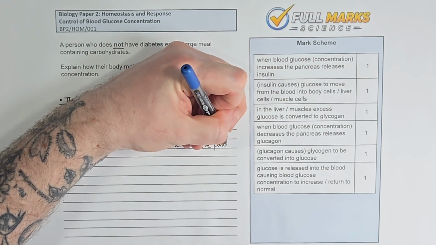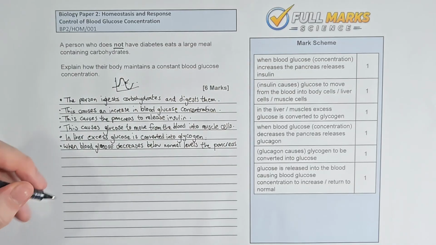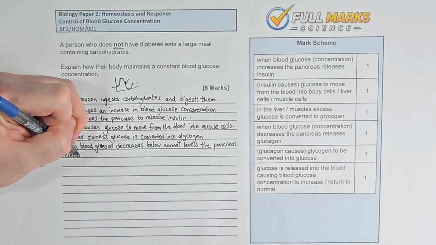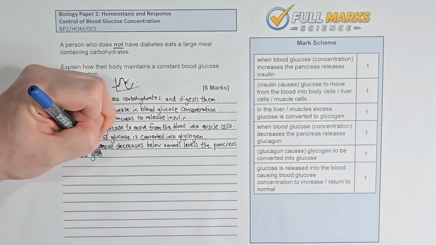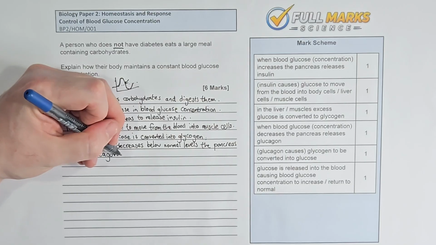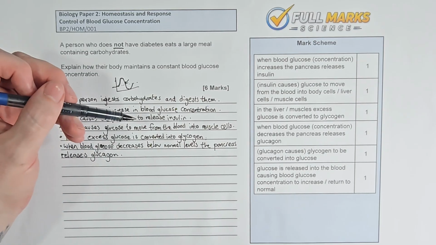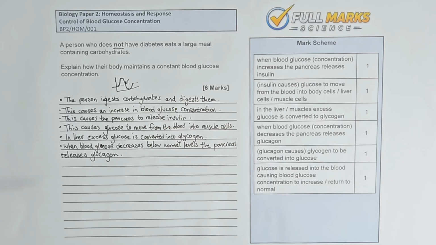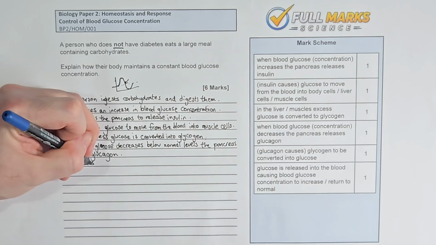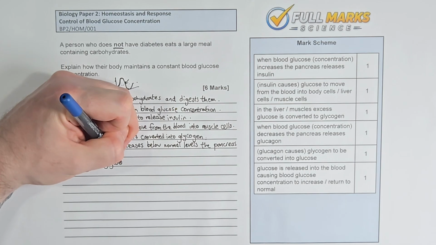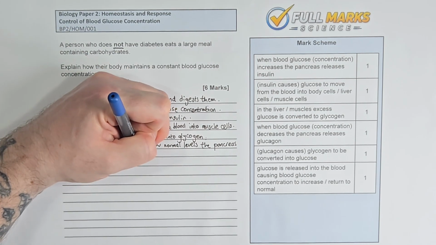Is the pancreas getting involved again? And the pancreas releases glucagon. There we go, releases glucagon. So what does that cause? You see where we're going. What does that cause? The pancreas is releasing glucagon, and that is effectively doing, for this purpose, the opposite of insulin. So this causes glycogen to be converted into glucose.